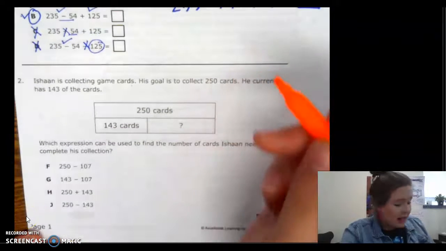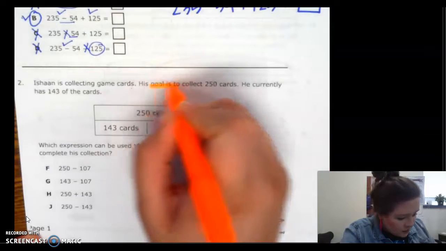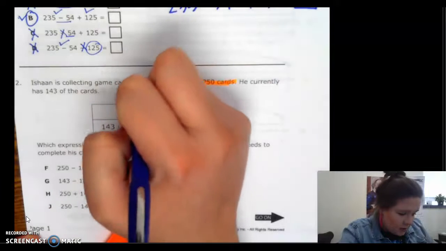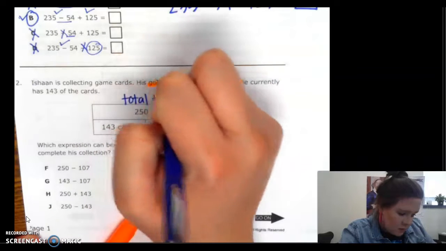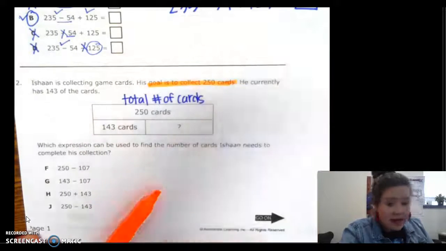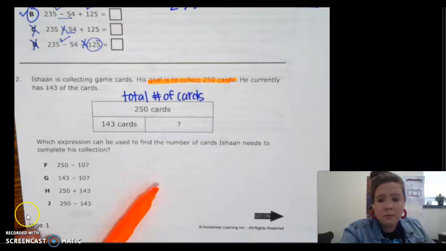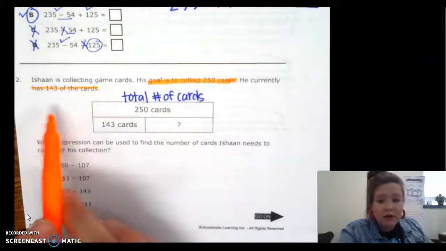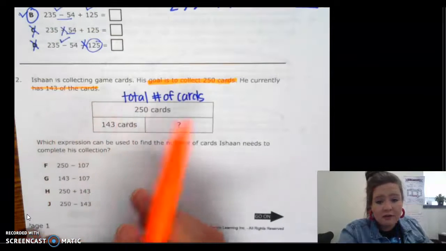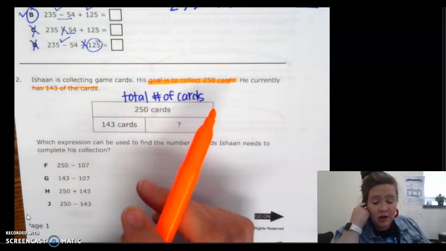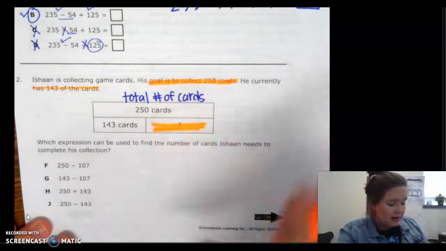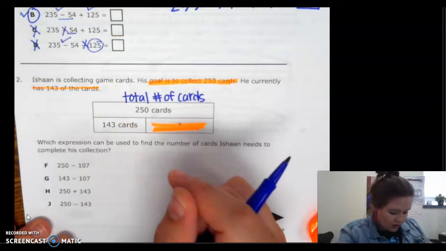All right. His goal is 250 cards. That would represent the total number of cards that he wants to have. He currently has 143 of the 250 that he wants to collect. So in order to figure out our missing amount, this is what we're looking for right there. What are we going to be doing?